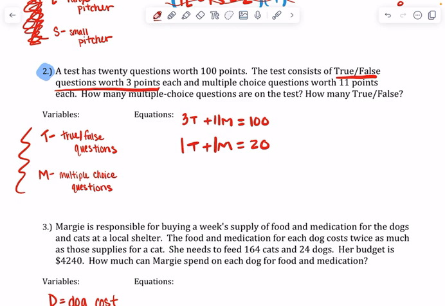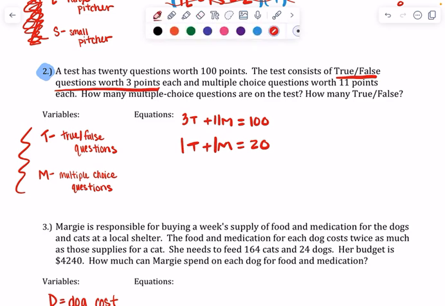So it doesn't really matter what you eliminate. We could do the t's, like for the t's, we could do 3 and negative 3. For the m's, we could do 11 and negative 11. It doesn't matter which ones you eliminate. I'm going to get rid of the t's.